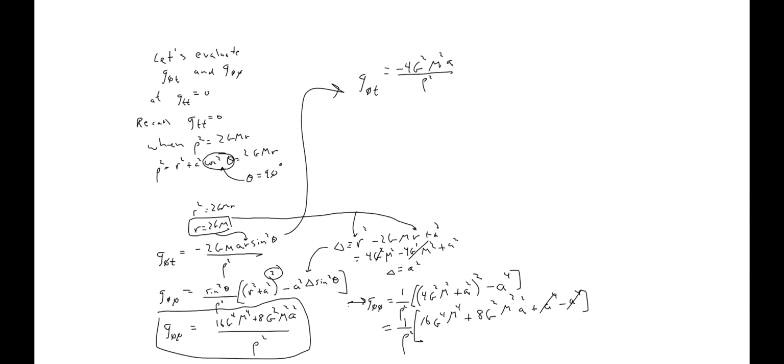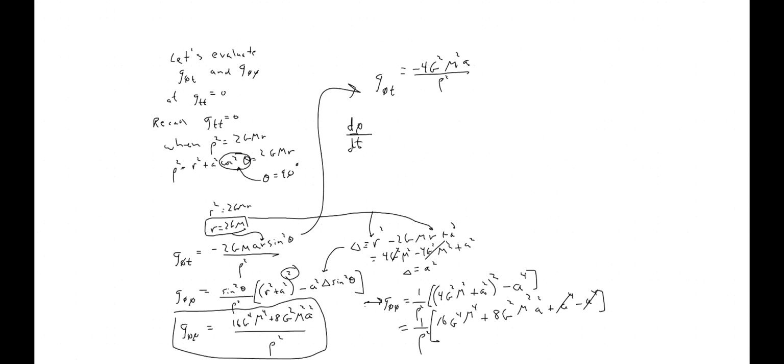Finally, we can put it all together. So we get our G phi dt. Remember how we said that one of the roots was this? Okay, so if I put in this guy here, where did it go? Oh, up here. So if I put that guy up here, that's our minus 4 G squared M squared A over rho squared, and divided by my buddy here.